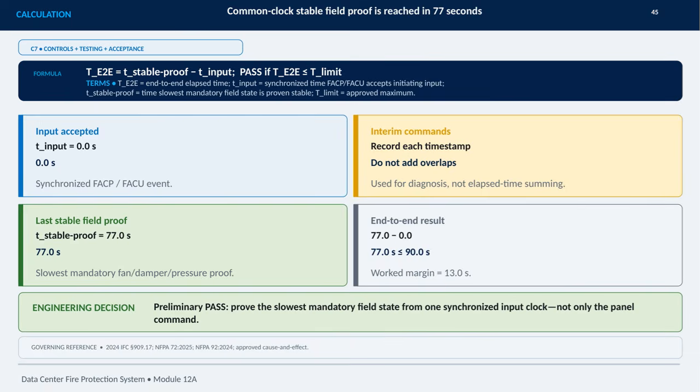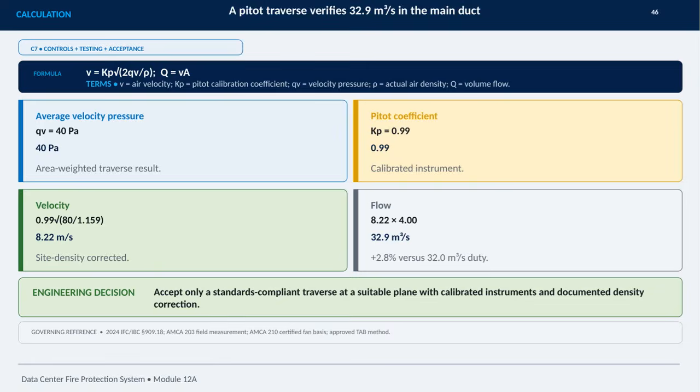The engineering decision is therefore a preliminary pass, provided the team proves the slowest mandatory field state from one synchronized input clock, rather than relying only on the panel command. The governing references are the 2024 IFC, Section 909.17, NFPA 72 from 2025, NFPA 92 from 2024, and the approved cause and effect documentation.